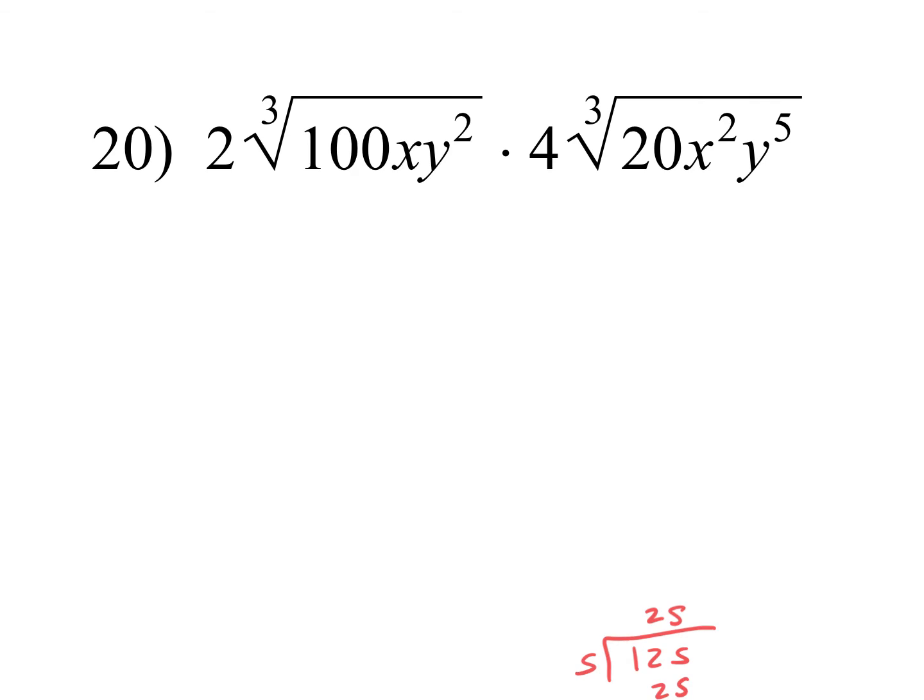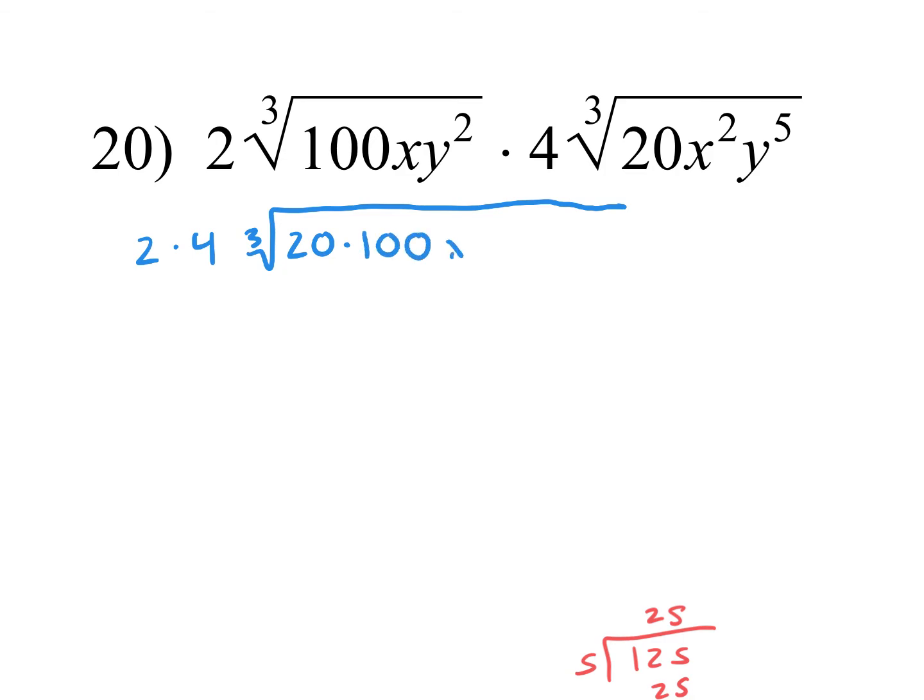All right. So what do I do with number 20? How should I start? Did you see if they're combinable? Can I combine them? Yes. So how would I combine them? It would be 2 times 4 on the outside. Perfect. 20 times 100. So I like to put my numbers together first. And then how many x's do I have?